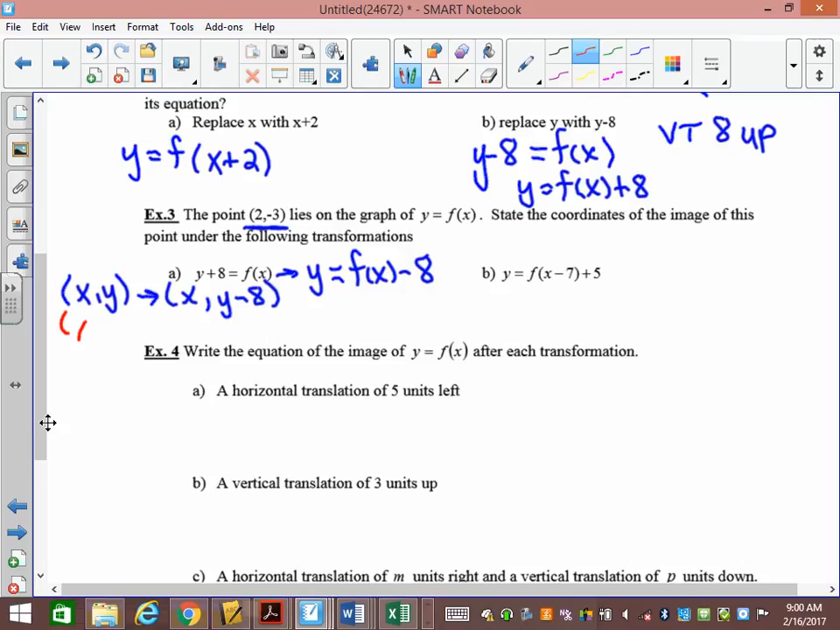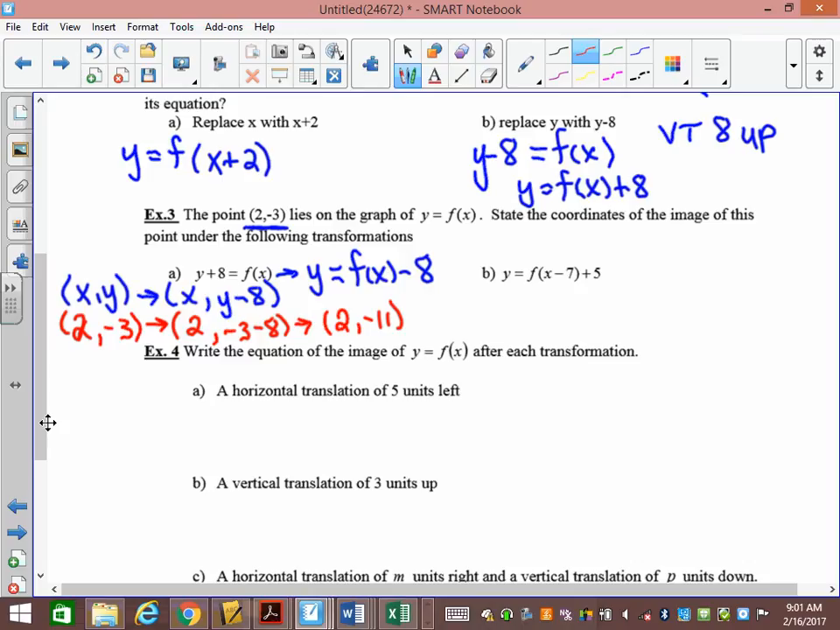So you have (2, -3), and then you fill 2 in for x, so it stays 2. Why did it stay 2? Is there anything with an x? No, the x stayed the same. Nothing changed to the x. And then -3 minus 8, so you get 2 and -11. So my new point is (2, -11). Does that make sense? I had (2, -3). I moved 8 down. I'm at (2, -11).